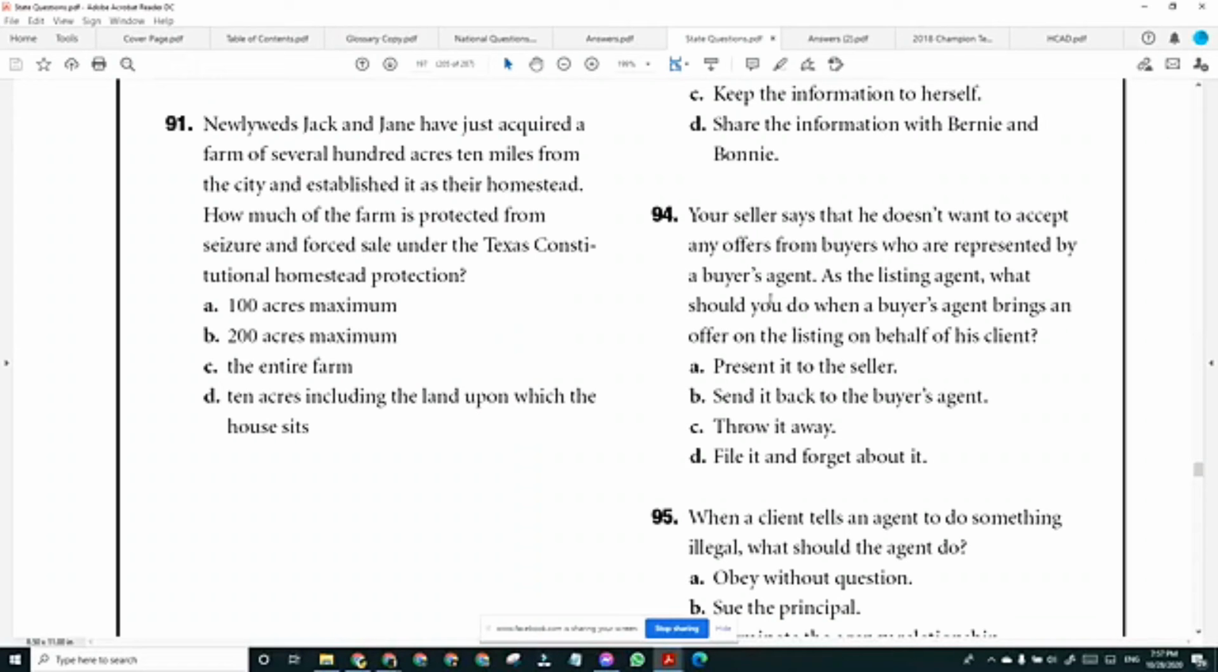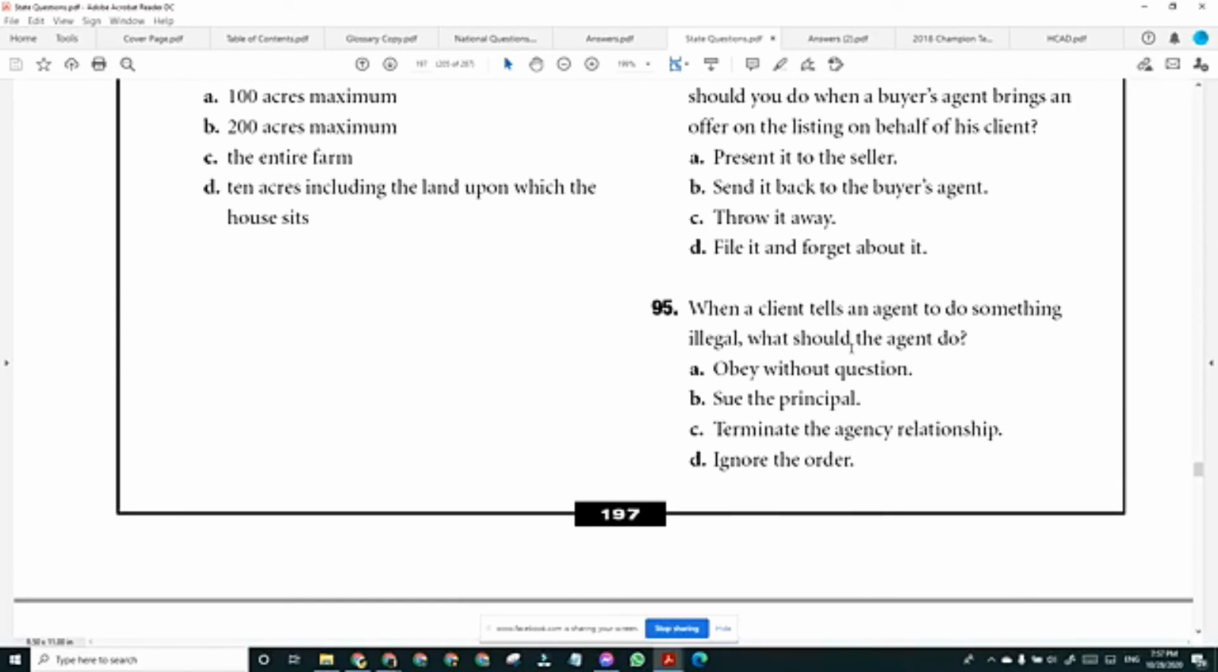Okay, so number 94. You were correct, Nina. It's me screwing it up. I wrote it wrong. I typed it wrong. So 94, let's see, oh, I already wrote the answer. 94A. 95C, okay.